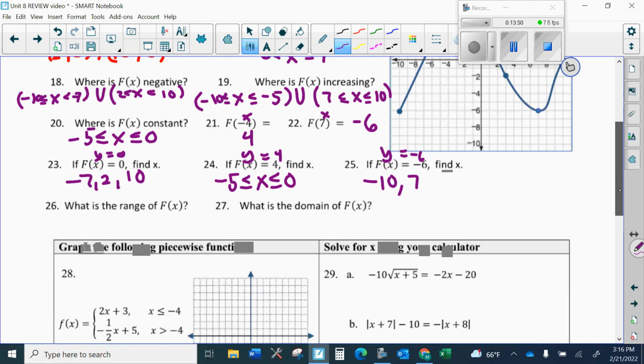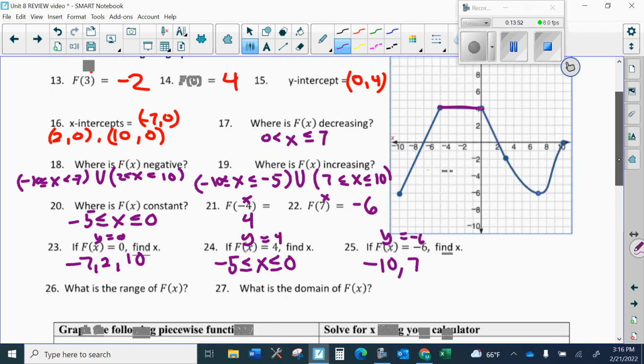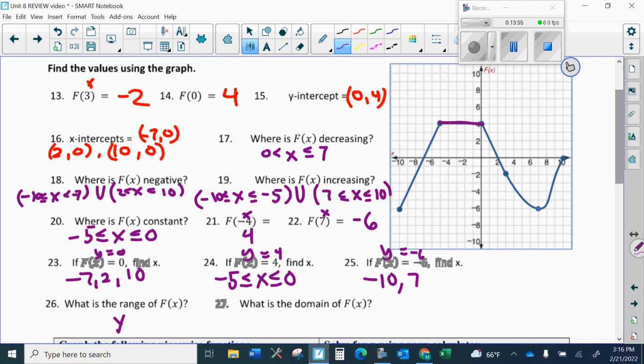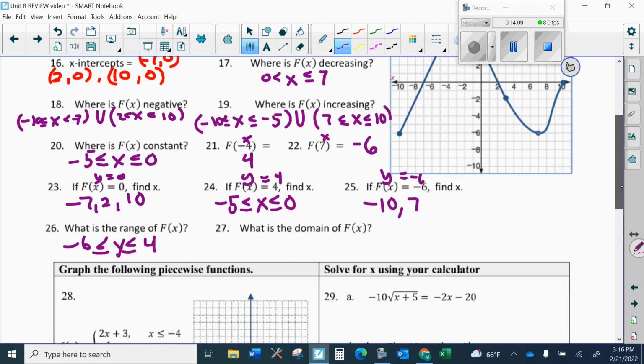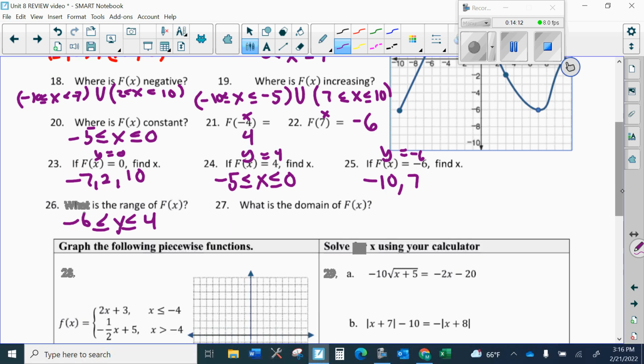What is the range of the function? Remember, range is the y values, so it's going to be y is greater than or equal to, what's the smallest y value here? -6. What's the greatest y value here? 4. Got to make sure your inequality symbol is in the right direction, or you get no credit, or you're going to lose half the credit at least. Okay, they're always written like this.